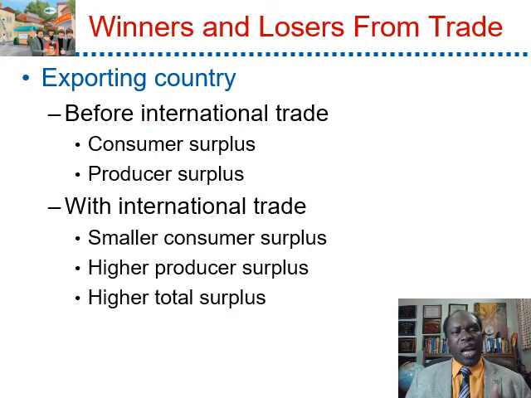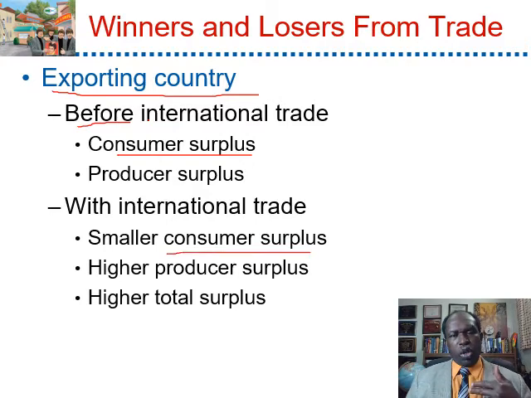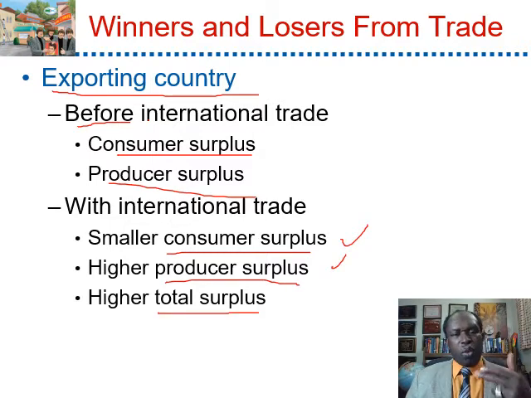We can conclude from the graph that for the exporting country, before trade, the consumer surplus was higher than the consumer surplus after trade. However, the producer surplus after trade is higher than the producer surplus before trade. Therefore, the total surplus, which is consumer surplus plus producer surplus, will be higher after trade than before trade. So the well-being of the country as a whole will increase in that sense.